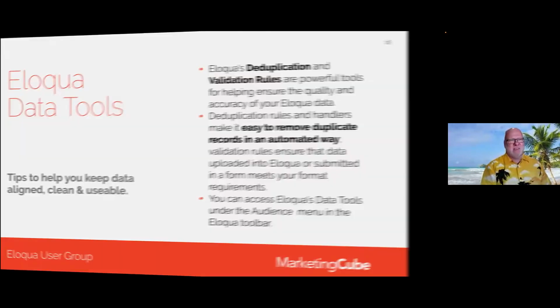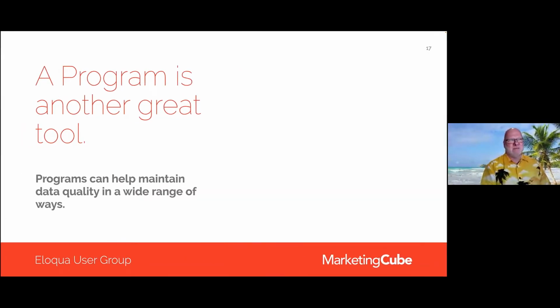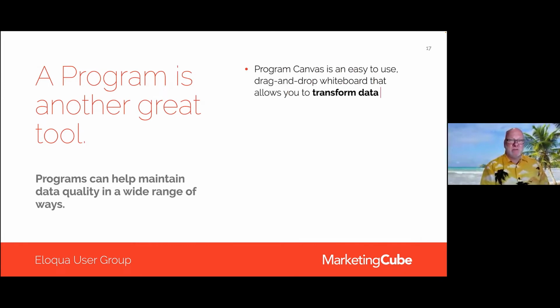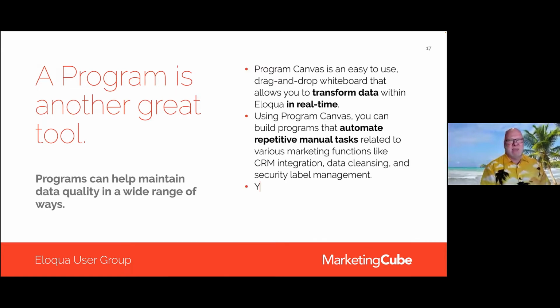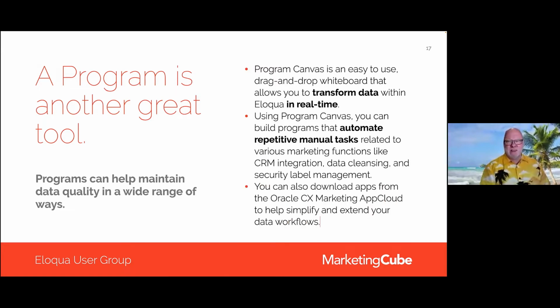One thing you can do is combine some of that data tool type of thinking to programs. And the program canvas is a really great way to help enhance the data that you've got and the quality of the data. As it says here, it really is a great way to automate repetitive manual tasks. So if you find yourself doing something in a repeated fashion every single time you run a campaign, that probably is a good candidate for looking at a program to in fact take that over for you. And I'll show you an example of one here just in a moment.